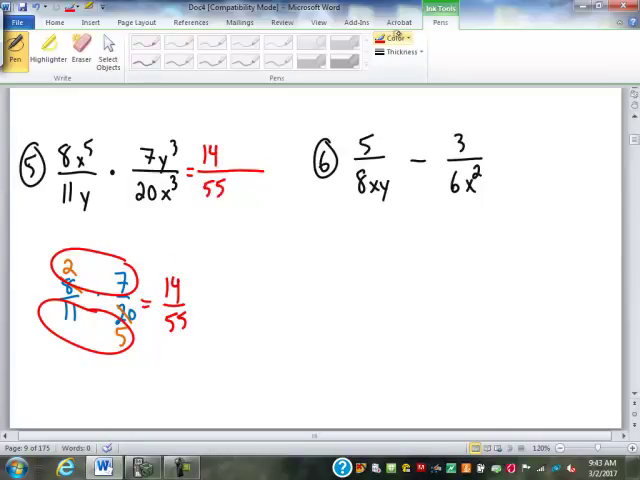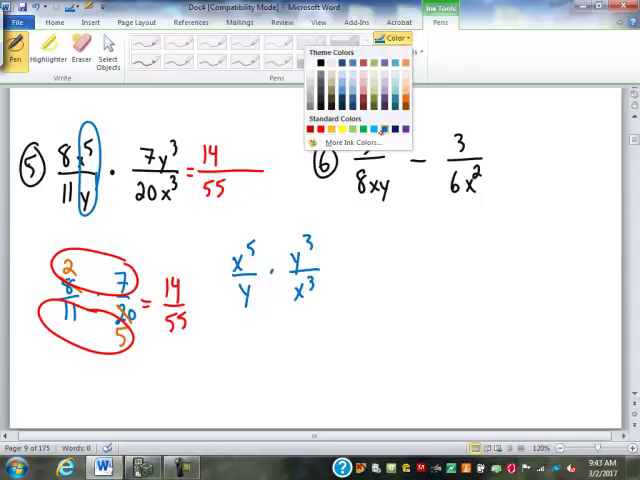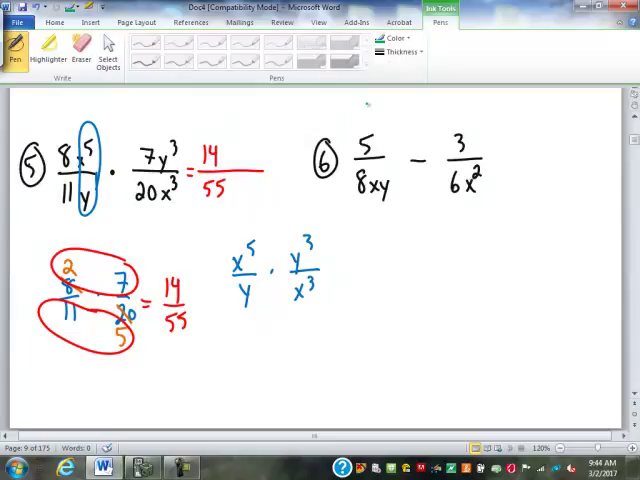So now we just have to figure out the variables. I'm going to pull out the variables. We've got x to the 5th over y, and we've got y to the 3rd over x to the 3rd. I usually multiply them out, but you really don't have to. You can actually simplify it from right here. But I'll do x to the 5th, y to the 3rd over x to the 3rd y.